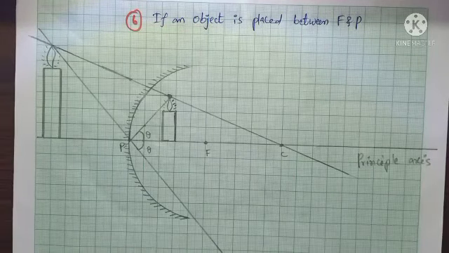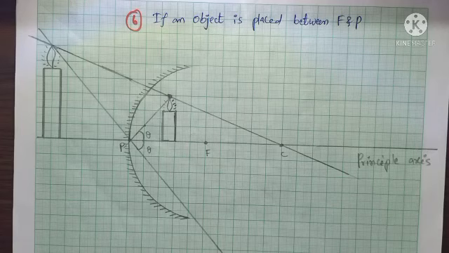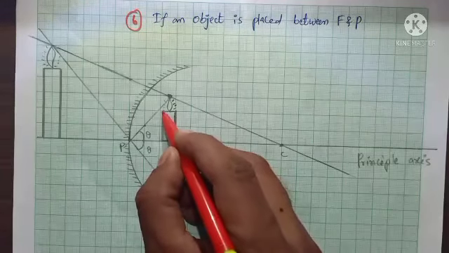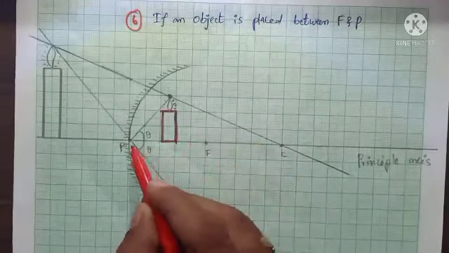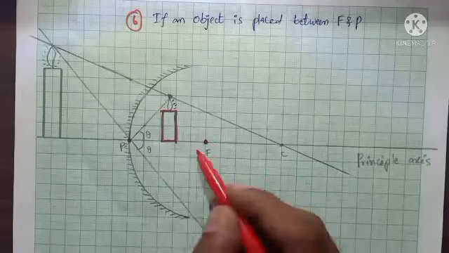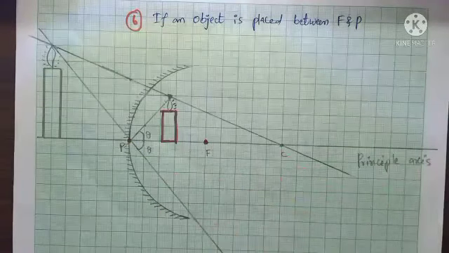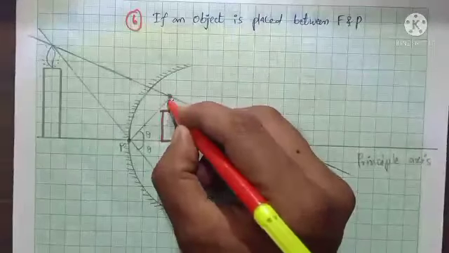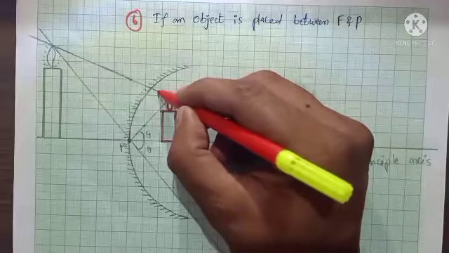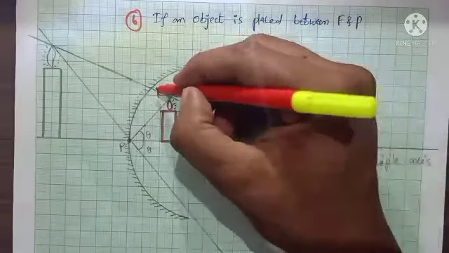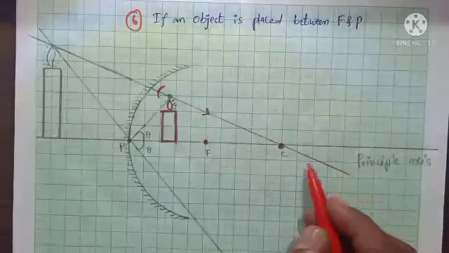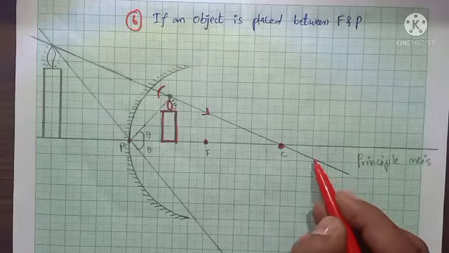Okay, now we are at the last situation. If an object is placed between F and P, that means the focal point and the pole of the mirror. So this I have taken as an object, in between the focal point and the pole. Now we have to take the third and fourth rules here. The ray passing in the direction of the center of curvature, after hitting the mirror, will not deviate and passes in the same direction, in the same path.